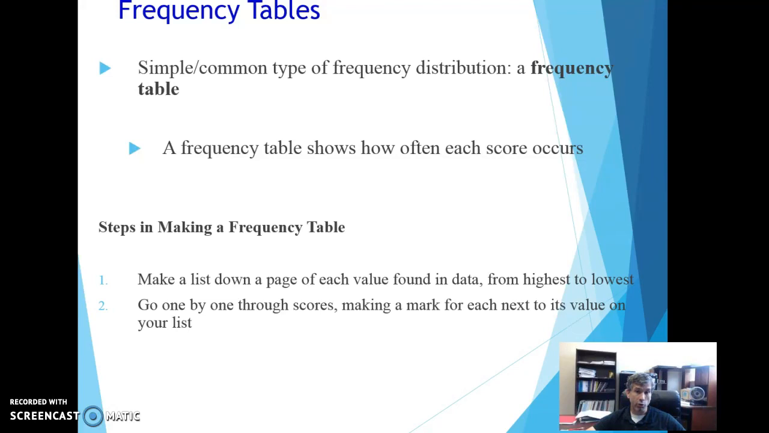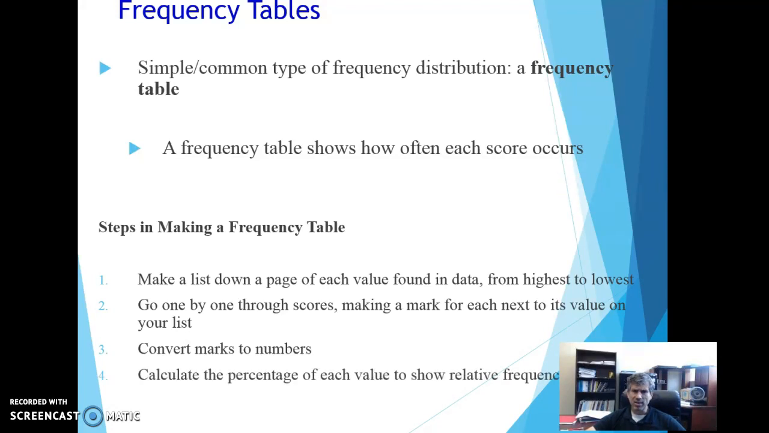Then we go through the raw scores and we make a mark next to each one of those scores, next to the row that represents that specific value. So we do that one at a time. If someone owns 2 cars, you make a little tick next to the number 2. You do that for every single score that you've got. Then we convert all those little tick marks to raw numbers, just to make it easier to make sense of. Finally, we do a little bit of standardization, and this is actually a form of transformation. We want to standardize it because different data sets have wildly different numbers of scores. We standardize it by expressing it as a percentage.